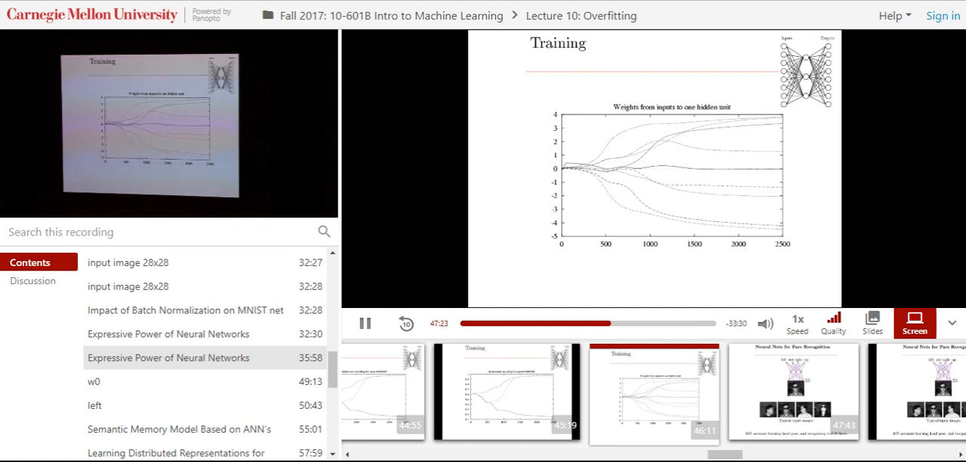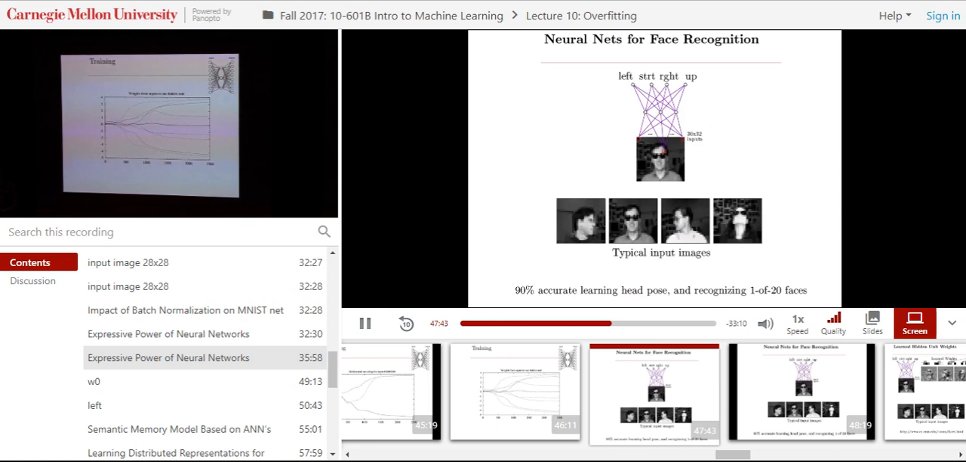All right, so I encourage you, especially in the upcoming homework assignment, to take a look as you're training the network at how these things are evolving. It's really a good way to get some grounded feeling for how these gradient descent methods work.